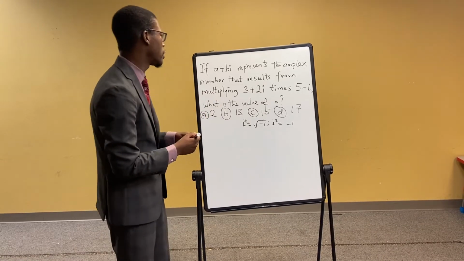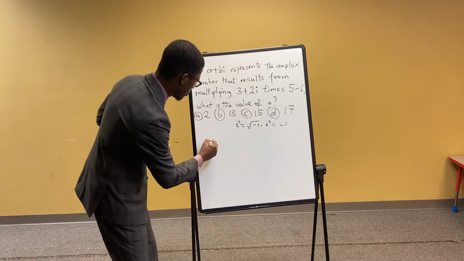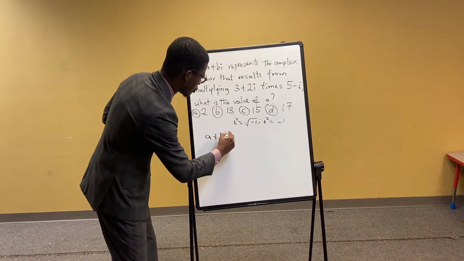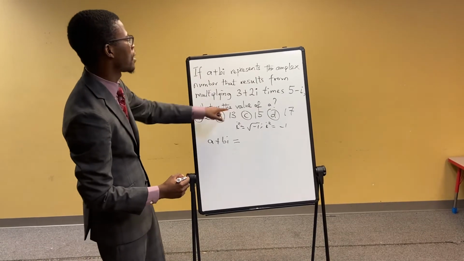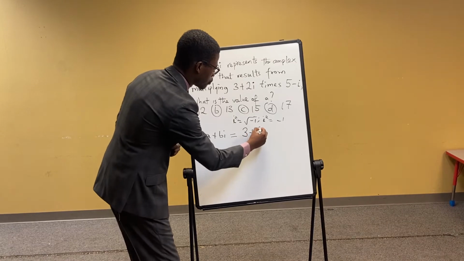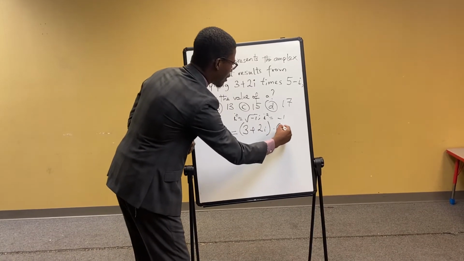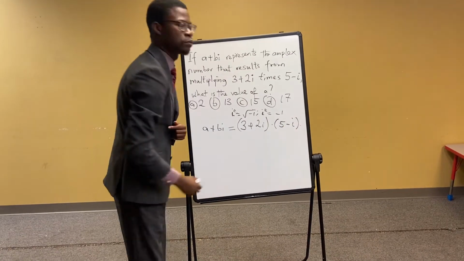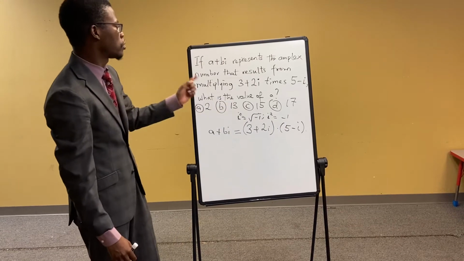All right, so it says if A plus Bi represents the complex number that results from multiplying 3 plus 2i, so I have 3 plus 2i multiplied by 5 minus i. So what is the value of A?